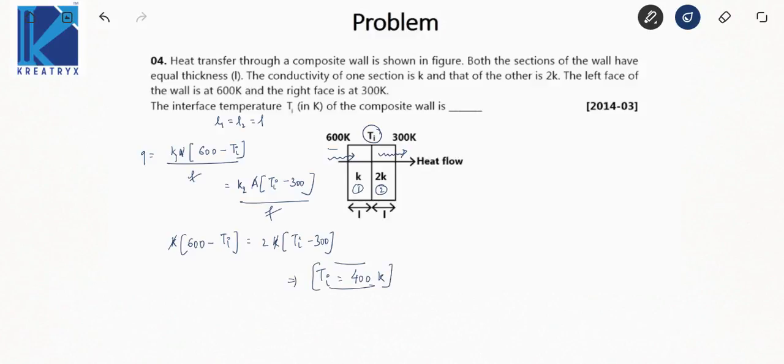Again, see, this is in Kelvin, we have to find the answer in Kelvin, correct? So the answer is 400 Kelvin. Pretty simple question on the basics. Let's move on to the next question.